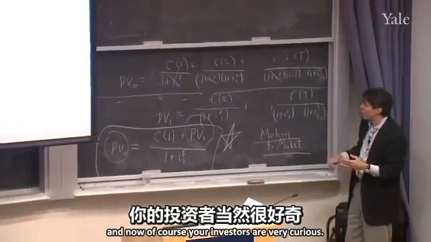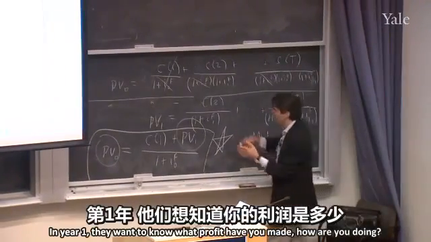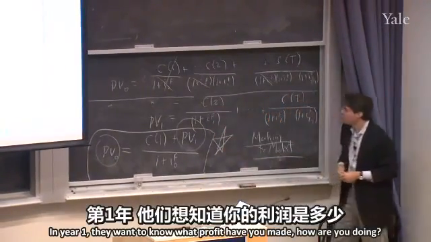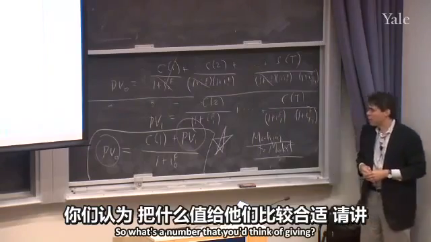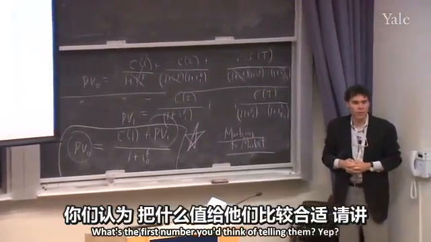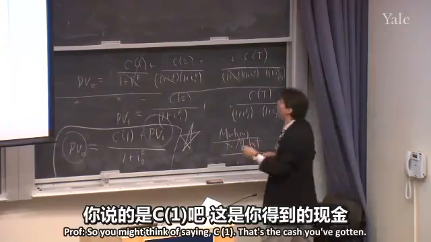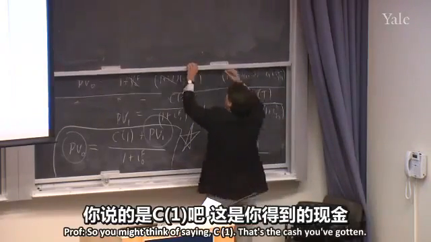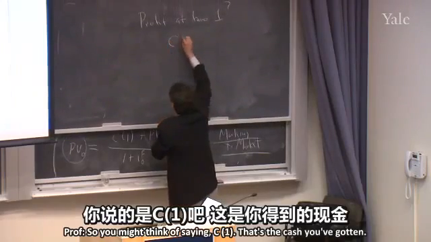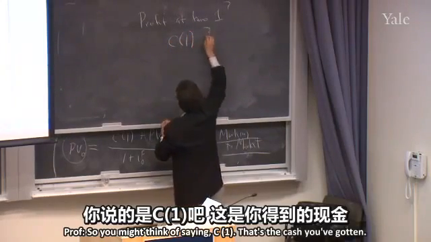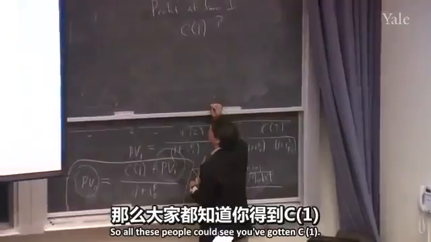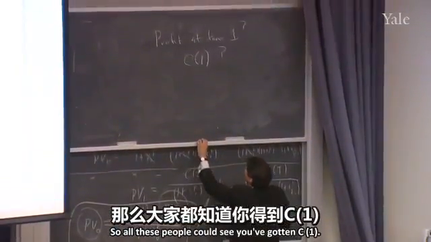And now, of course, your investors are very curious. In year 1, they want to know, what profit have you made? How are you doing? So what's a number that you'd think of giving? What's the first number you'd think of telling them? Yep. Maybe the cash flow, the first cash flow for that? Okay, so you might think of saying C of 1. That's the cash you've gotten. So all these people could say you've gotten C of 1.